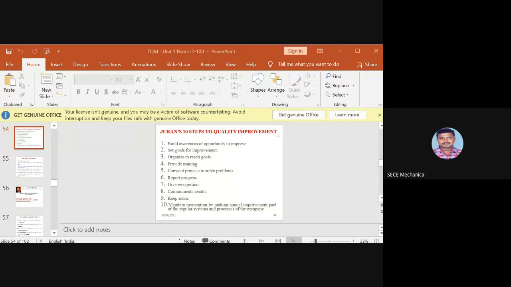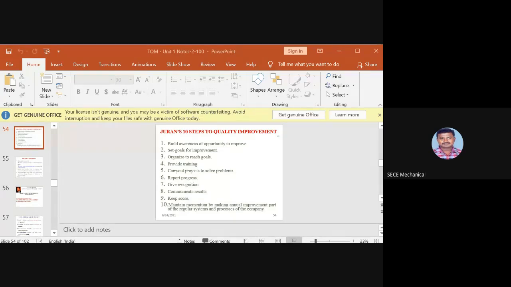The main contributions of Crosby are three. One is the four absolutes of quality. The next is the 14 steps to quality management. And the third one is Crosby's quality vaccine. These contributions are known to many industries, and many industries are still following the total quality management concepts of the gurus to improve quality management, including many automotive industries. Last class we also discussed that the Toyota manufacturing industry follows Deming's principles.